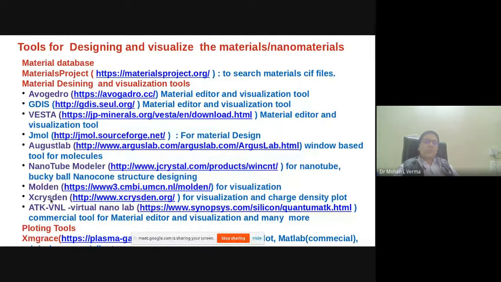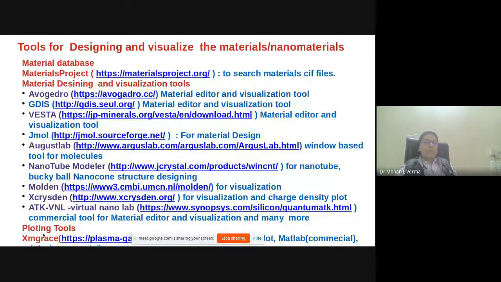Good visualizer. And this ATAL virtual nano lab is a commercially available tool. This is for material designing, as well as one separate software to perform transport properties and various electronic properties. Good tool, Windows based as well as Linux operating system based.